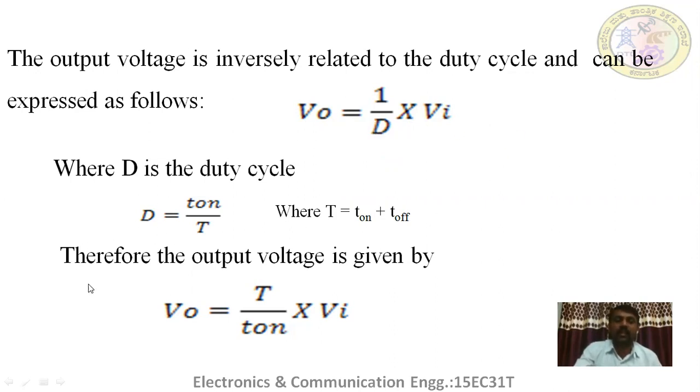So finally, the output voltage is taken as V naught is equal to T, that is the total time, divided by T on, this is for on time duty cycle, into the input voltage. So keep it in mind, the output voltage is inversely proportional to T on, and the output voltage is always greater than the input voltage because of the inductor voltage. Therefore, this switching regulator is called a step up or boost switching regulator.